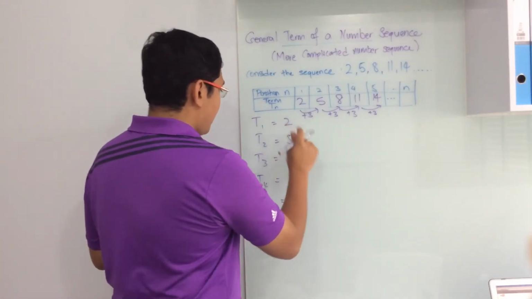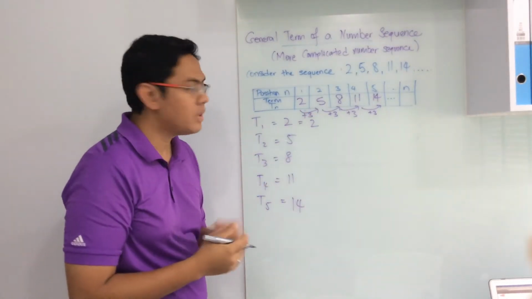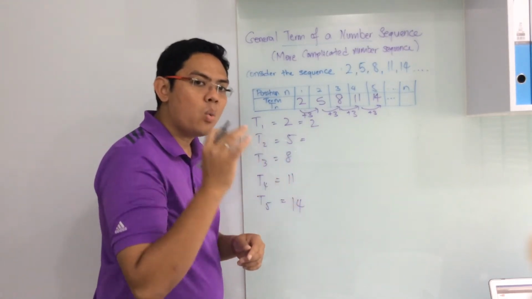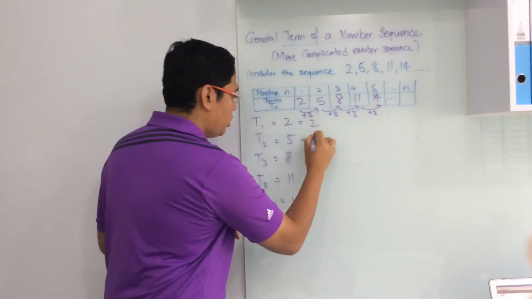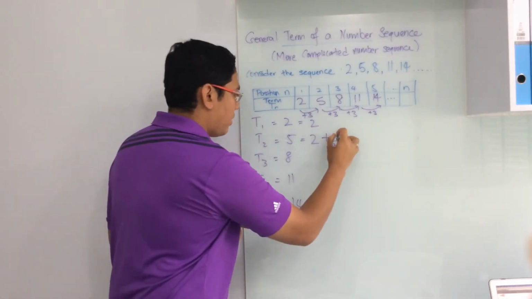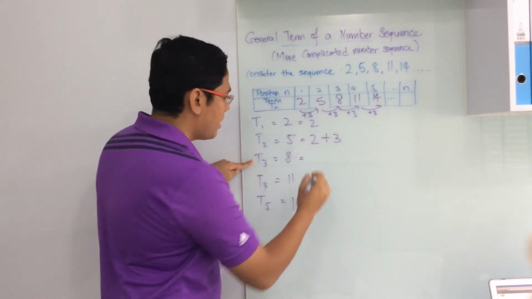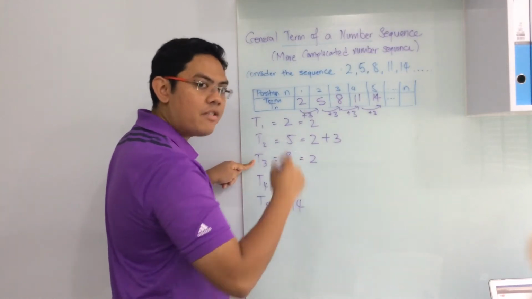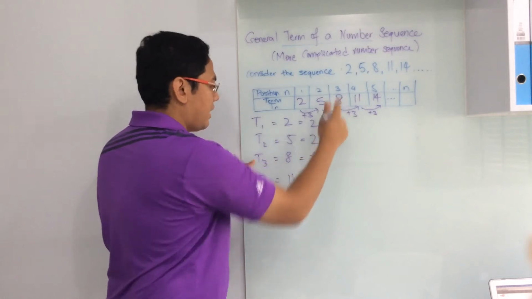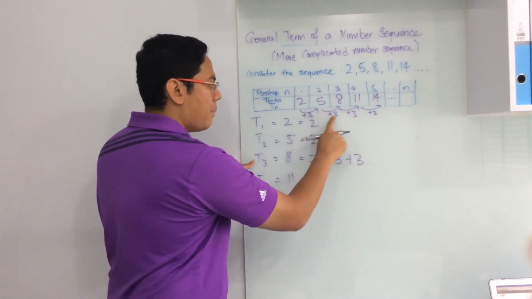In this case, T1 will always be 2 because it's the first term. The second term, okay, this is the tricky part. Write down the first term, 2, plus 3 because there is an increment of 3. Same goes for the third term. What is the first term? And write down how many 3's are added to the first term to get 8. In this case, it is plus 3, plus 3.